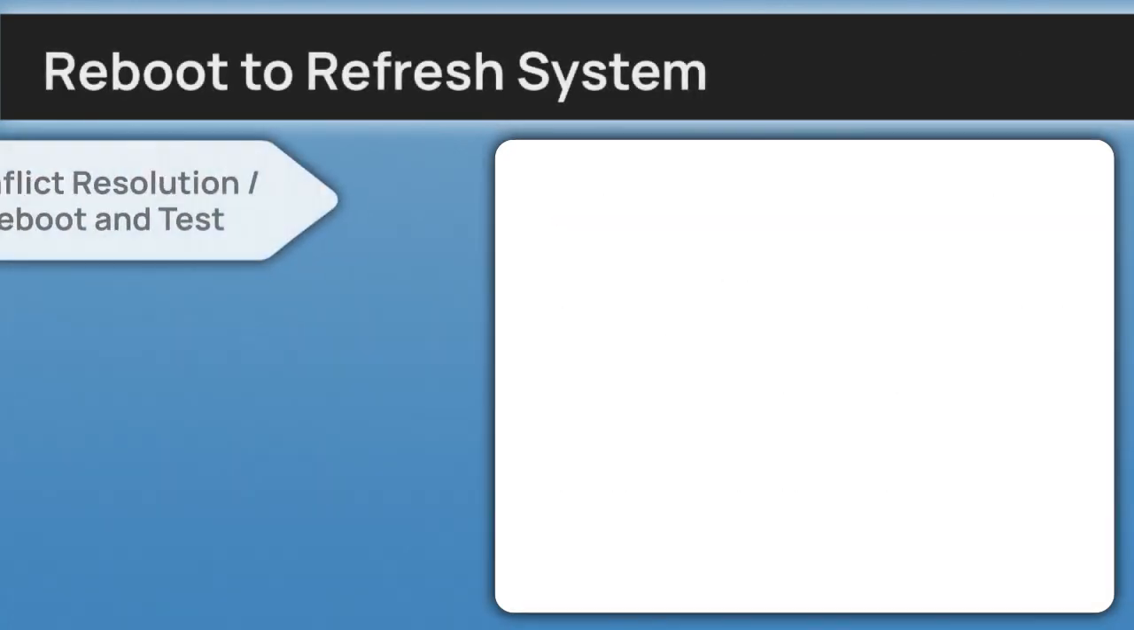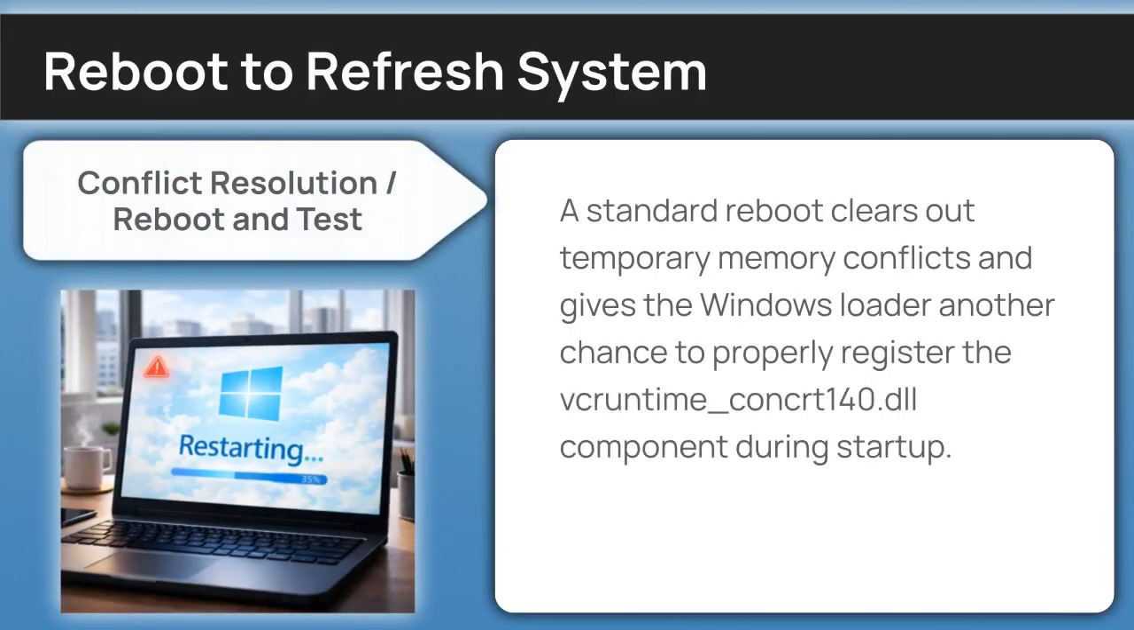Performing a restart can determine if the error is just a transient environment glitch. A reboot refreshes your system's path variables and can sometimes reestablish a broken link to the Visual C++ Concurrency Runtime 140 file.